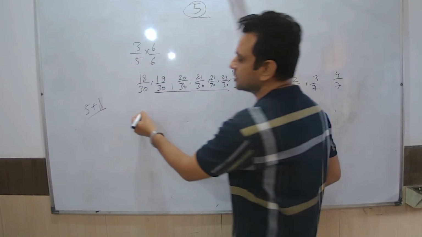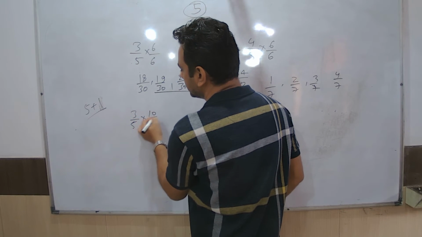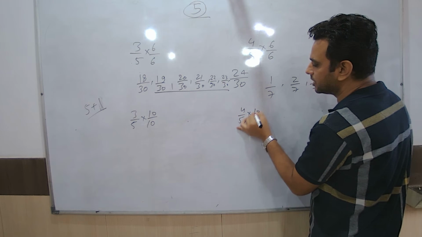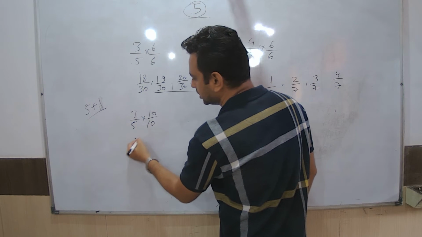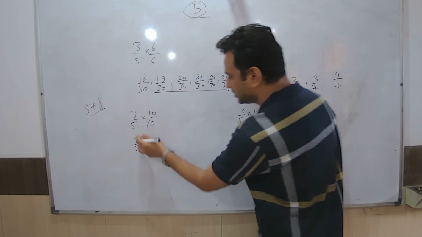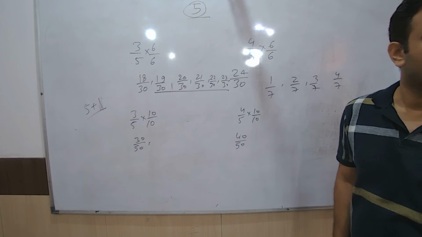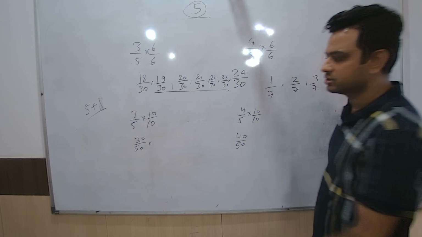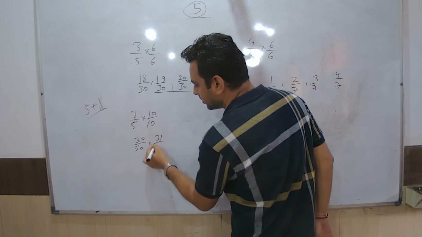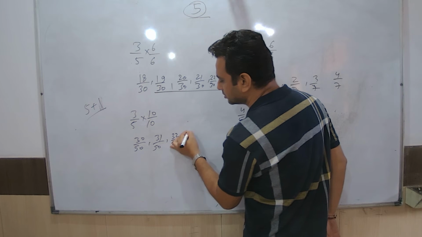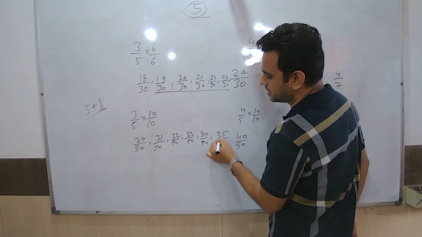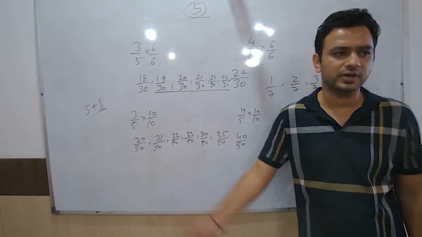If I multiply by 10, it will be 3 by 5 into 10 by 10. It's your choice. 4 by 5, I am multiplying by 10 by 10. So this will be 30 by 50 and 40 by 50. So in between 30 and 40 we have how many numbers? 9 numbers. So you can take any 5 of these 9. So 31 by 50, 32 by 50, 33 by 50, 34 by 50, 35 by 50. I want only 5, so I am writing only 5.